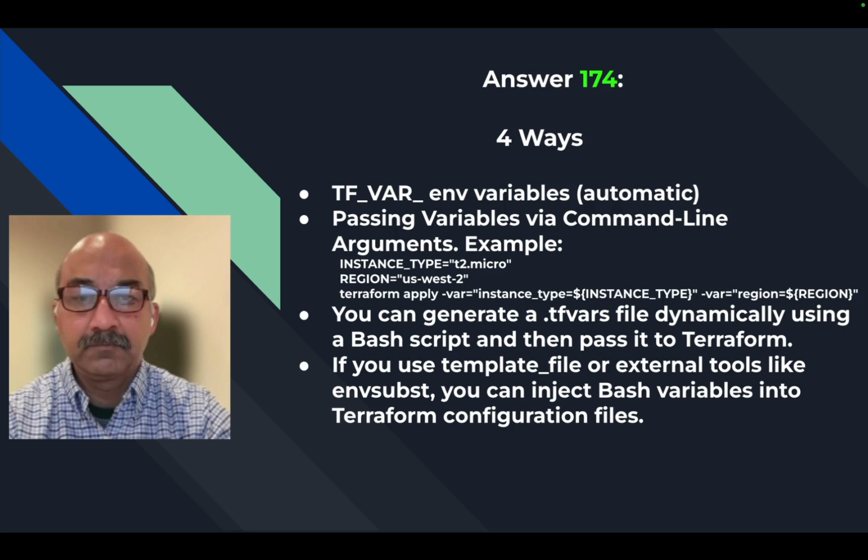The best way really is to use the first method. Just define them with the prefix TF_VAR_, and you automatically get them available to you in the Terraform code. That's really the best way. And if you know that, that's good enough for discussion. You don't have to know all these four different ways of doing it.